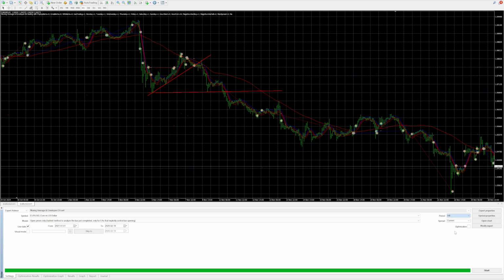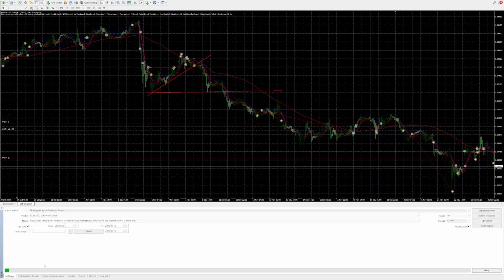You can, of course, try different time frames. Let's try the 4-hour chart. Just do a little optimization on that. See what results we get back.